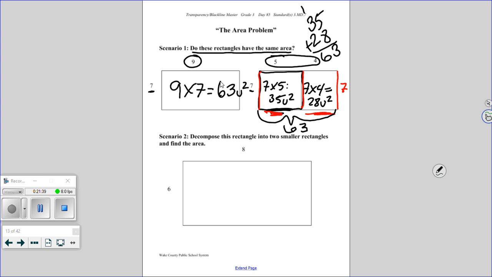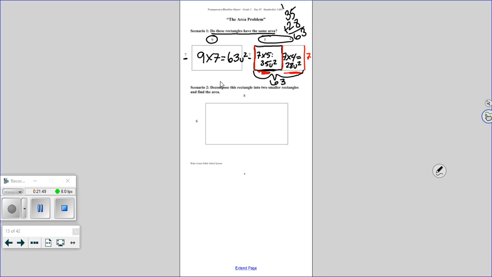We have 9, and then we have a 5 and a 4. I'm going to redo this to make it something that you've seen. So instead of a 9 by 7, you might have seen it like this. I basically broke apart my 9 into 5 and 4. And then I did 5 times 7 and 4 times 7. And then I added those two together. Does that look familiar?